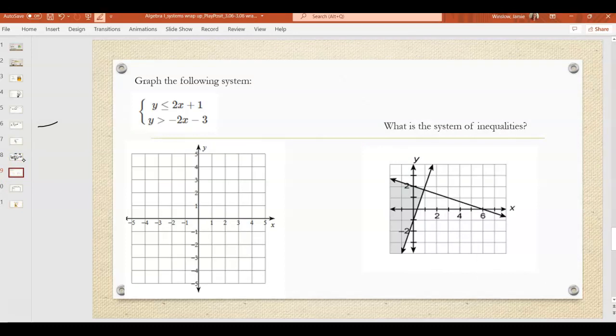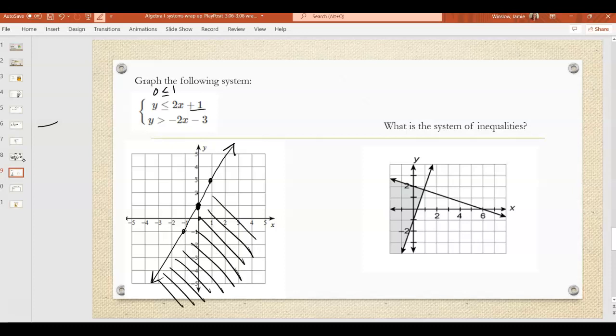Two more examples here, just to kind of wrap it all up. Graphing the system, we're going to graph these like we graph equations. Put a dot on the y-intercept, right? And then the slope is 2, up 2 over 1. And it's equal to, so we will have a solid line. And pick a point, 0, 0. Is 0 less than or equal to 1? It is. So we will shade over 0, 0 because it's true, it works.